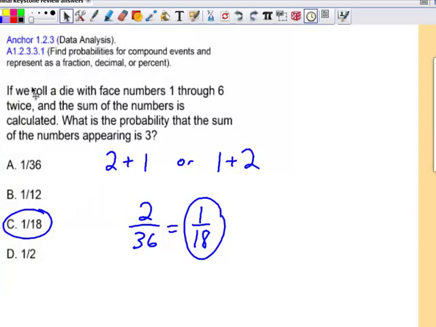This one also we've done. There are 36 different ways of rolling a pair of dice. So to get a 3, it's either roll a 2 and a 1 or a 1 and a 2. So that's 2 out of 36, which is C.